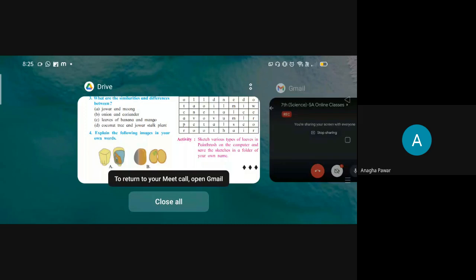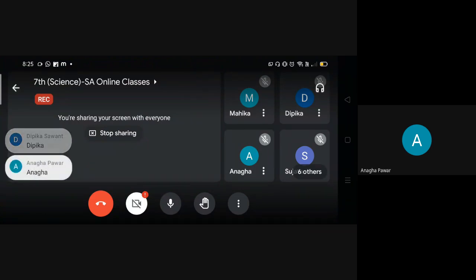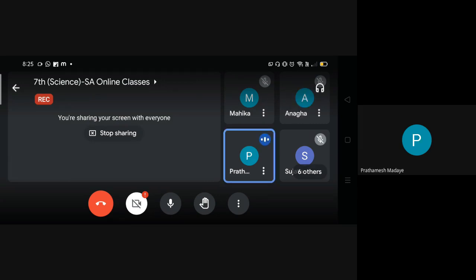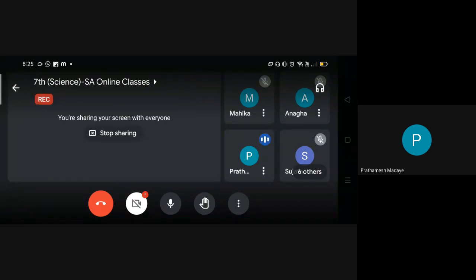Next is coconut tree and jawar stalk plant. Yes, Prathamesh? Similarity: both are monocotyledonous plants that yield food. Coconut tree is strong and very tall. Jawar stalk plant is tough and weak. It can be uprooted with ease.